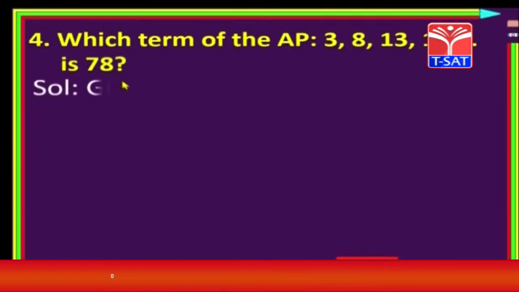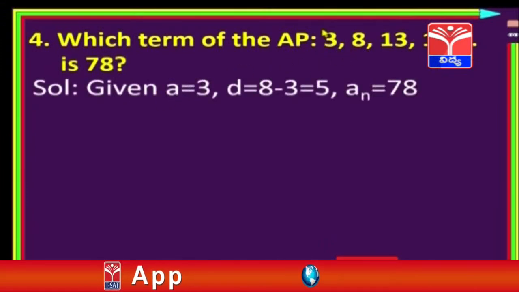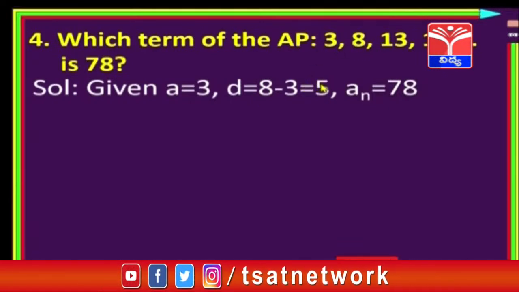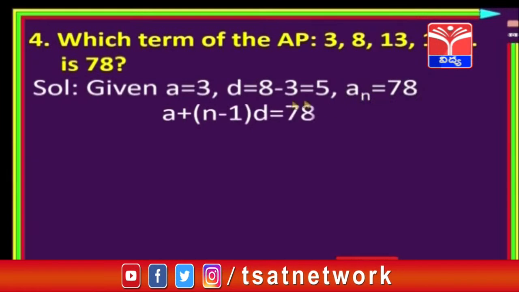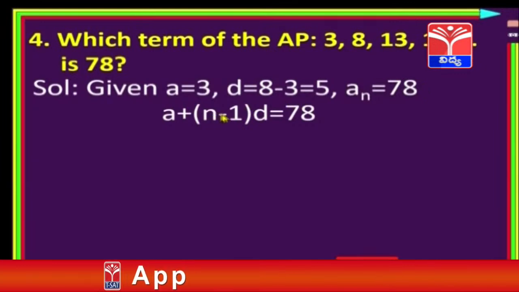Okay, right. So in this given AP, what is A? This is the first term, right? First term is A. Okay, A is equal to 3. And what is the common difference? Second term minus first term, that is 8 minus 3, which is equal to 5, or 13 minus 8, also 5. So that is called the common difference. Let us assume that an is equal to 78. Now we have to find which term is 78. As we know the formula, what is the formula? That is a plus n minus 1 into d. An is equal to 78, right? So a plus n minus 1 into d is equal to 78.